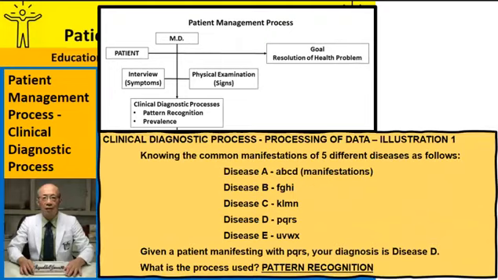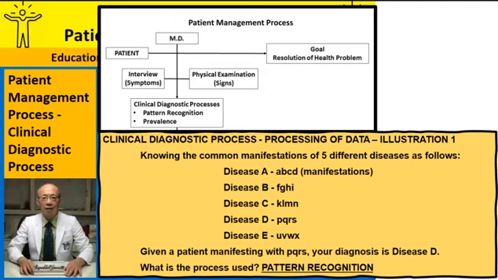Illustration 1 of the clinical diagnostic process, knowing the common manifestations of 5 different diseases as follows. This is A, B, C, D manifestation. This is B, F, G, H, I. This is C, K, L, M, N. This is D, P, Q, R, S. And this is E, U, V, W, X.